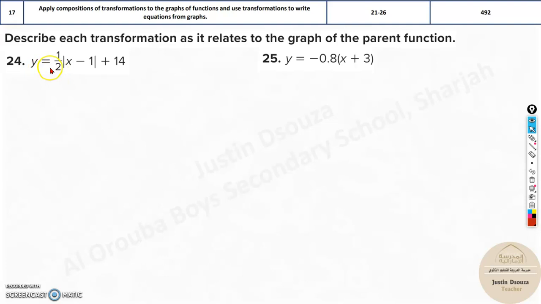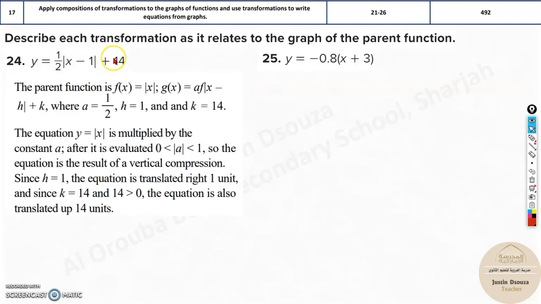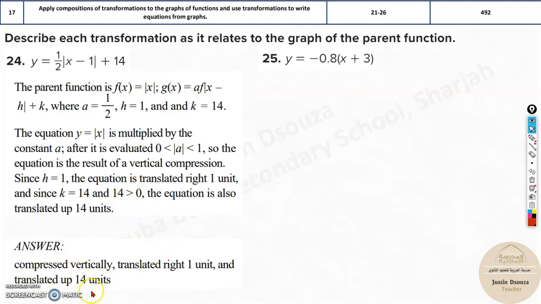What about this? y equals half absolute value of x minus 1, plus 14. You can easily see this last part is translated up by 14 units. Just by looking at this, you can eliminate some options. But what about the other things? Is it more than 1 or less than 1? It is less than 1, half. So it is compressed vertically.